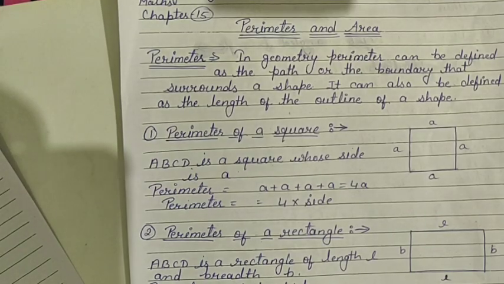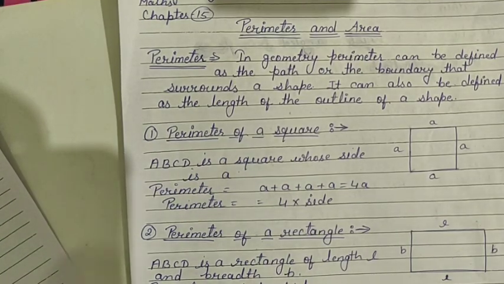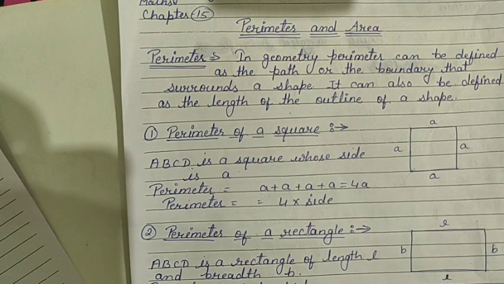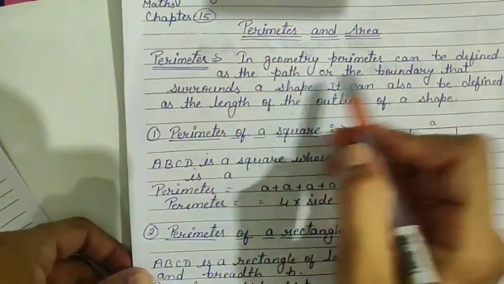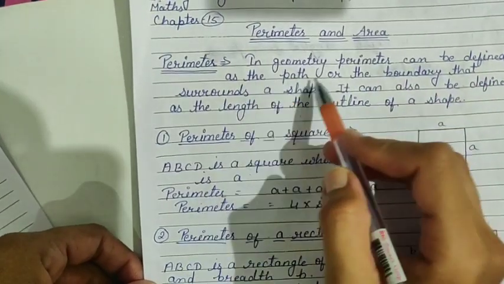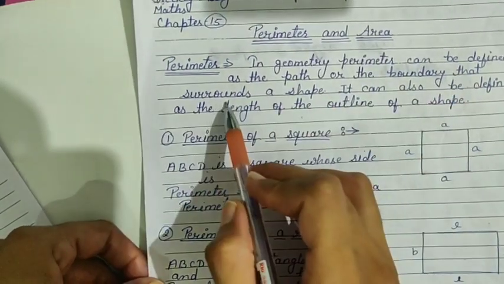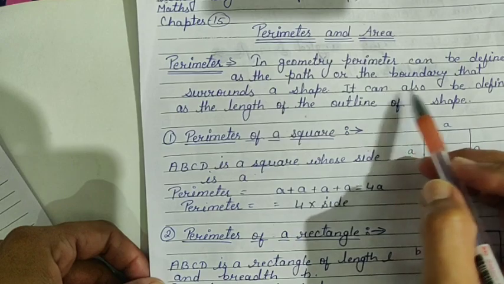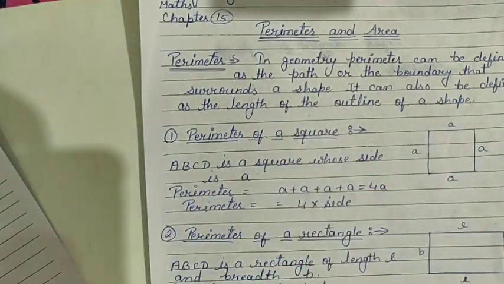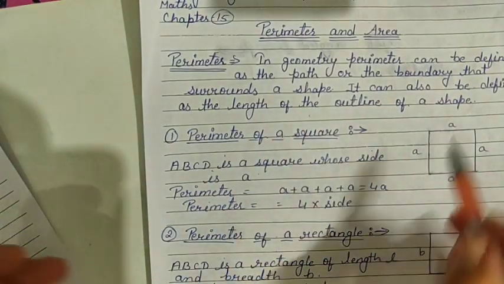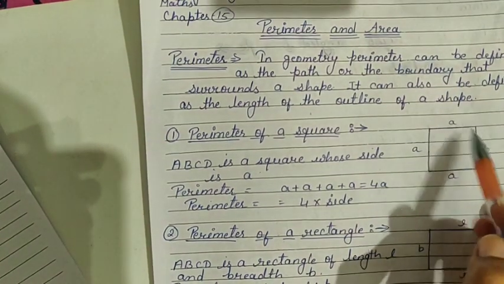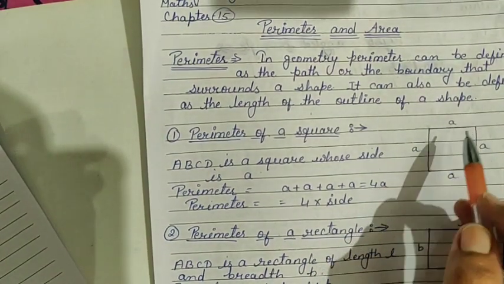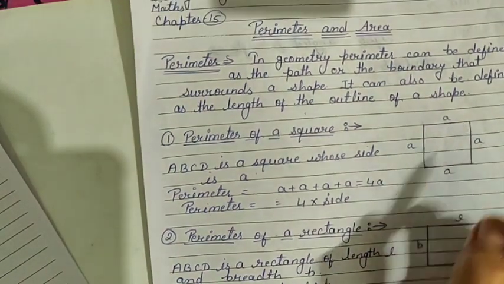Hello students, today I am going to start our new chapter, chapter number 15, that is perimeter and area. Firstly, what is perimeter? In geometry, perimeter can be defined as the path or the boundary that surrounds a shape. It can also be defined as the length of the outline of a shape. This is the outline of a shape, and the length of this outline is called the perimeter of this shape.